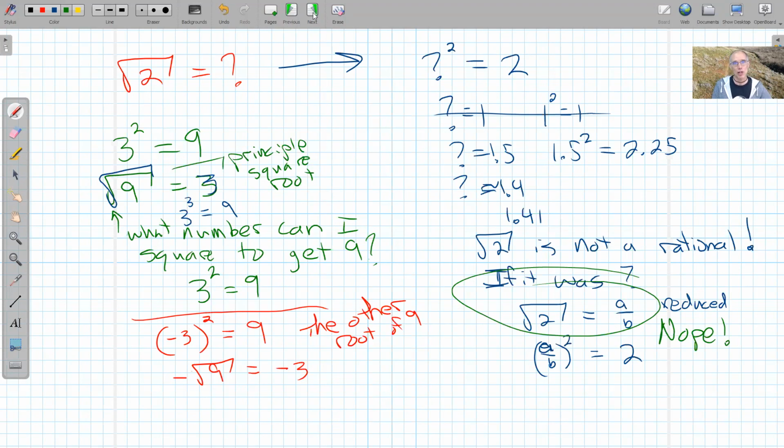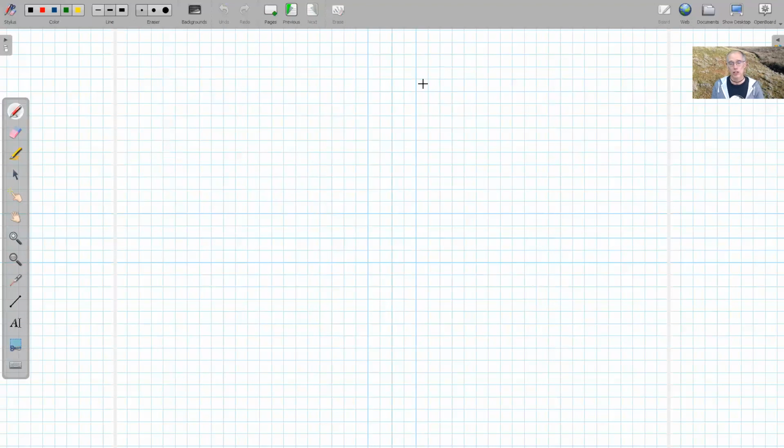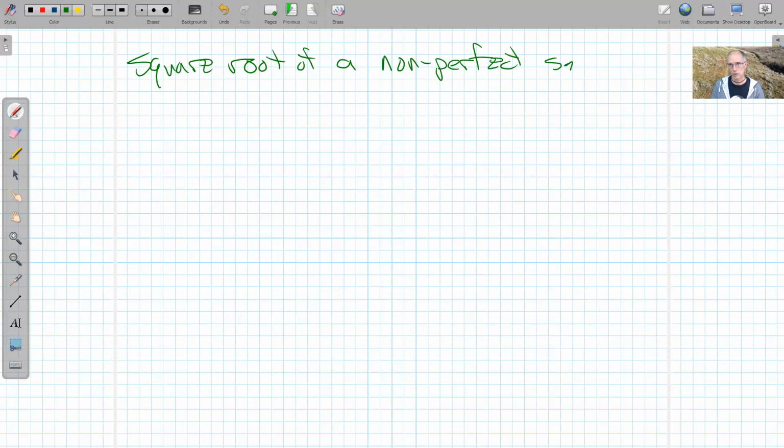Turns out anytime you try to take the square root of a number that's not a perfect square, then you're going to get an irrational number. So you run into a similar problem to this. So square root of a non-perfect square is irrational, meaning it can't be a fraction. Now that's only square roots. We have cube roots too.